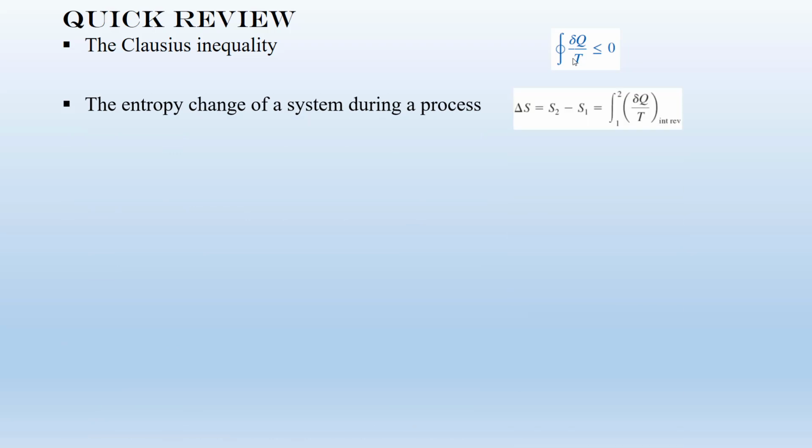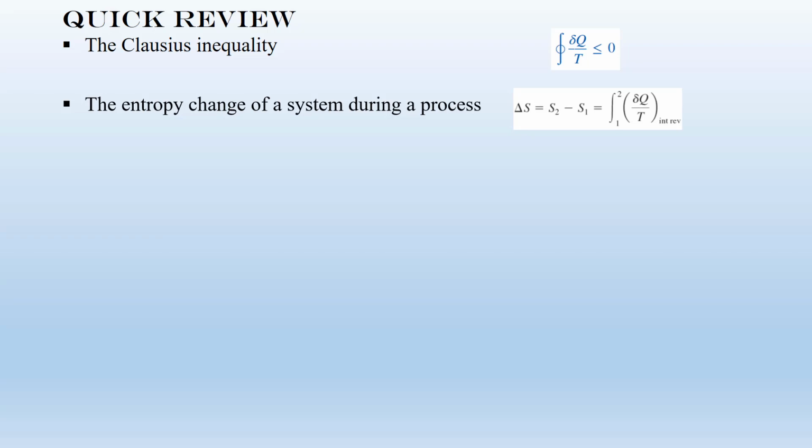So you saw that we can calculate the entropy change of a system during a process. Always, delta S equals S2 minus S1. For an internally reversible process, you can write delta S equals the integral of delta Q over T. Again, this is only valid for the internally reversible process. And then we discussed the concept of entropy. Entropy is heat over temperature, and normally this energy is not available to do useful work.